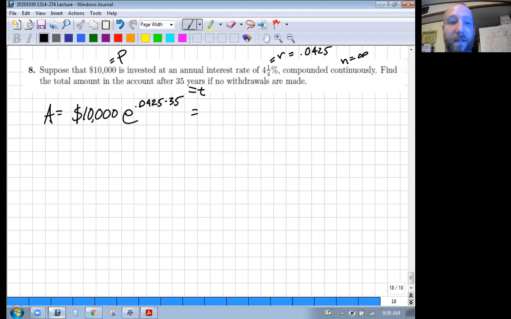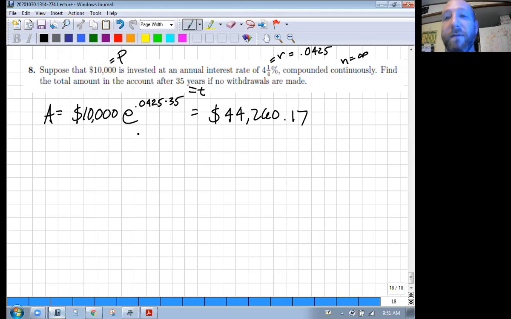I'll start with the exponent here: 0.0425 times 35. And now I'll do e to the that, and now multiply that by 10,000. And we get $44,260 and 17 cents.